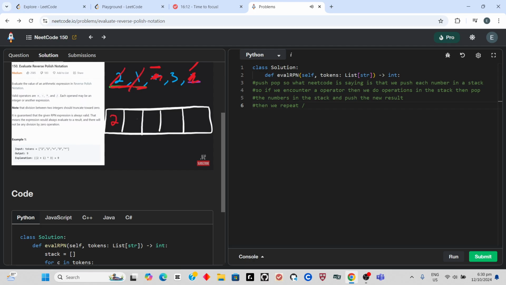Second value is a 1. We add it to our stack. Next, we get the subtract operator. What does that mean? That means we pop these values from our stack and then do the operation. So in this case, it was 2 minus 1. That's going to be a 1 over here.